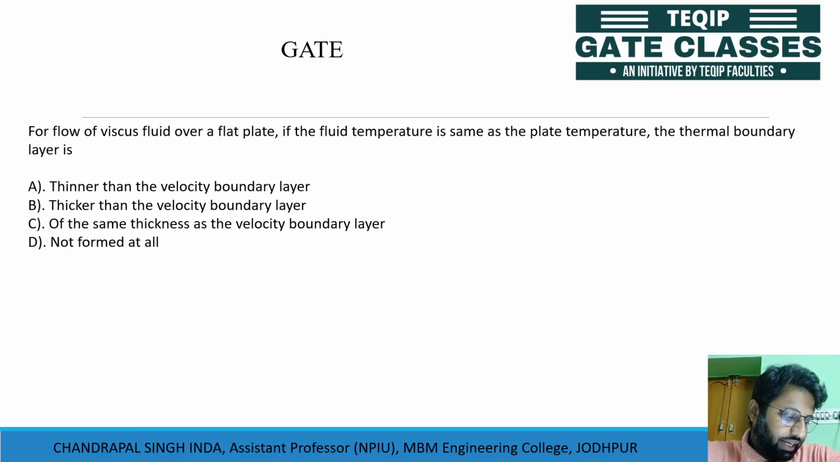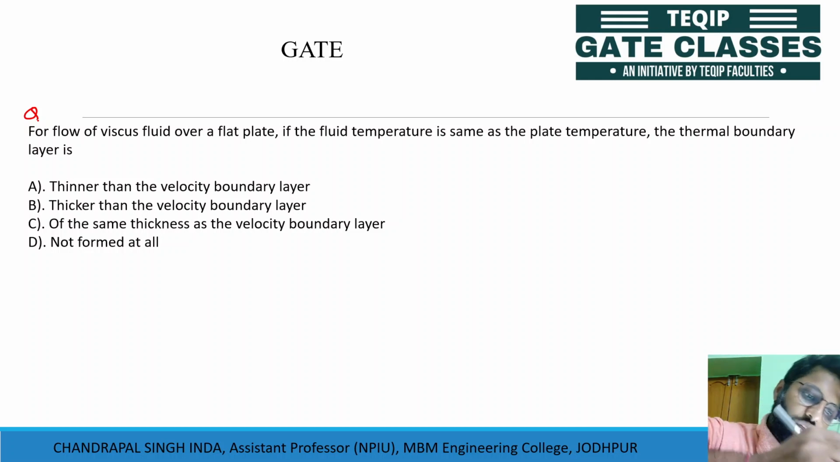This question was in the GATE exam. The question was asking: for flow of a viscous fluid over a flat plate, if the fluid temperature is the same as the plate temperature, the thermal boundary layer is. The options are: thinner than the velocity boundary layer, thicker than the velocity boundary layer, both thicknesses are the same, or not formed at all.